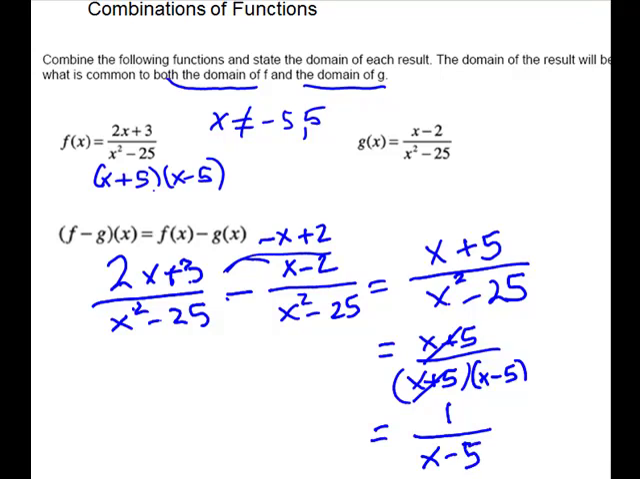For your domain, it's still the same as we had before. You have to throw away negative 5 and positive 5 so that you have what is common to both. So domain is going to be, I'm just going to write our restrictions and not write it formally again. So negative 5 and 5 are thrown out.